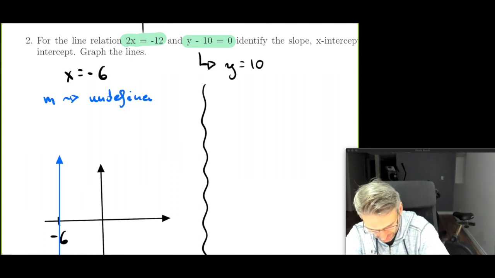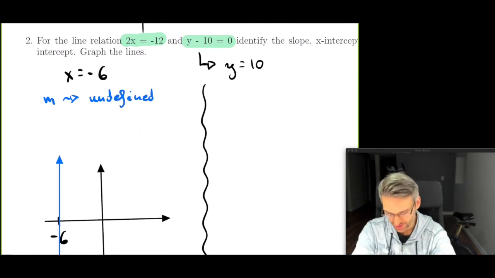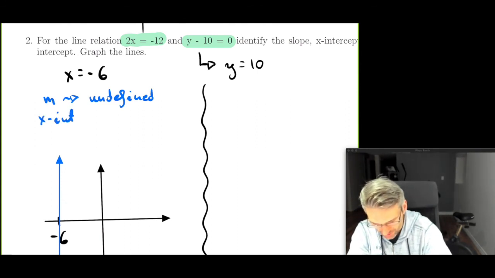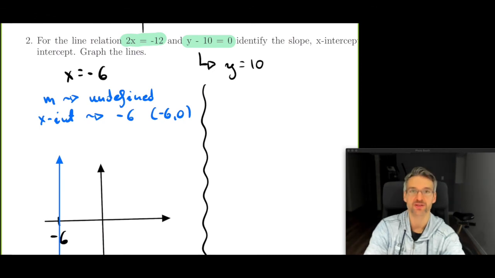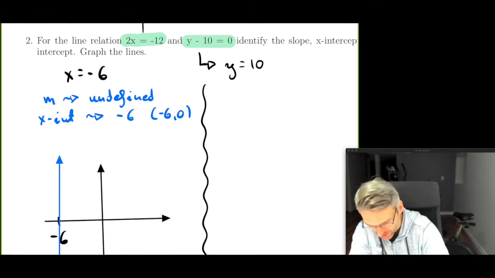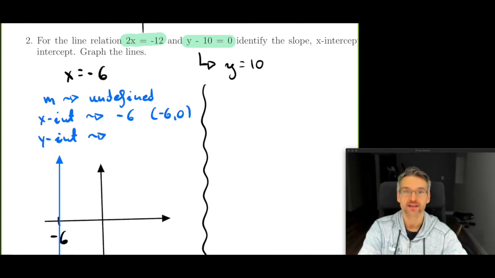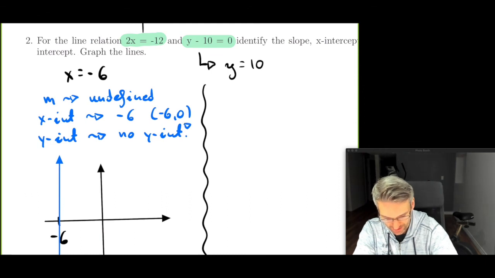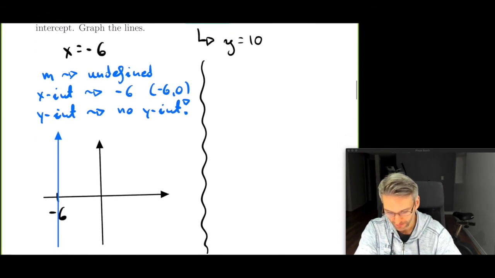All right, so that's the first part. Now the x-intercept is easy because it goes right through -6. So it is the point -6, 0, if you want to be specific. And then the y-intercept, I know that sometimes teachers like to ask this, there is no y-intercept. It's actually parallel to the y-axis. So there is no y-intercept, all right? So that's what you would have there.